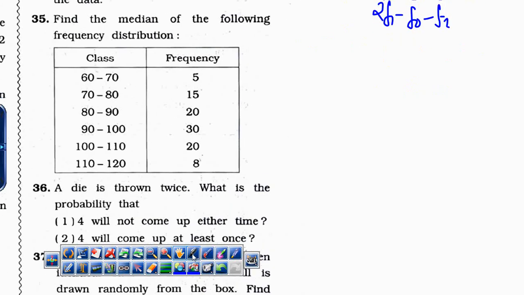35th sum. Find the median. Absolute normal sum. You do it yourself. You have to find the median.